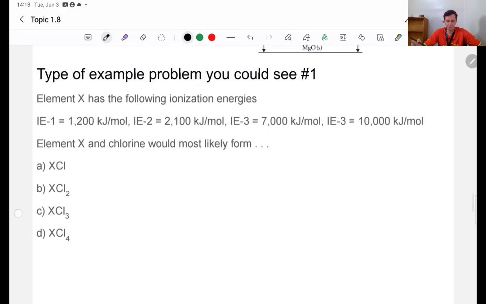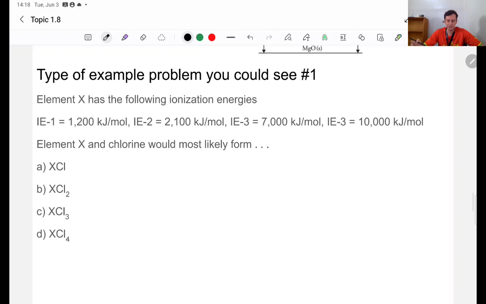Before we do, here are some example problems. Element X has the following ionization energies. Element X in chlorine would most likely form what? Go ahead and pause this video, look at the data, and determine what X will form with Cl here.